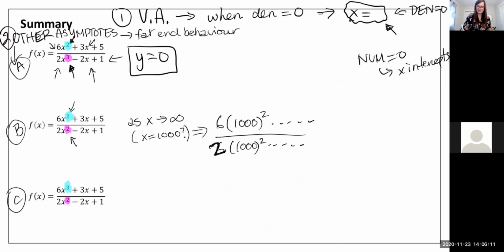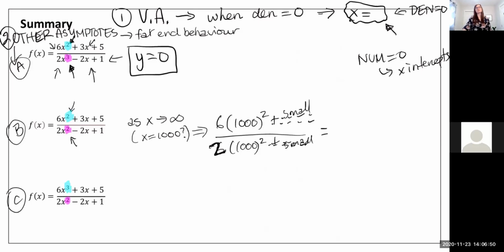So what's that going to simplify to approximately? Like, just try it out. You could even do 100 or 10 squared. What do you think is going to happen if you go 6 times a big number times itself? So that's 6 million, and then divided by 2 million, plus or minus some things. These are going to be small things.